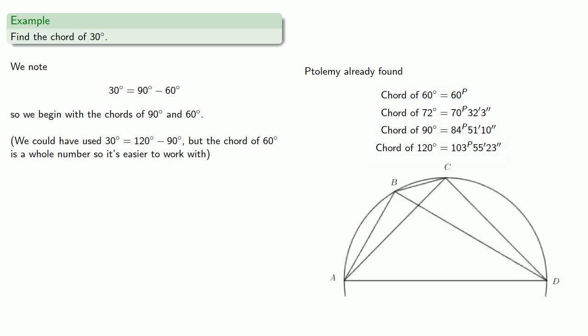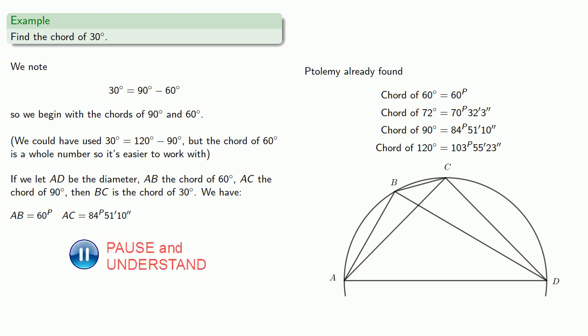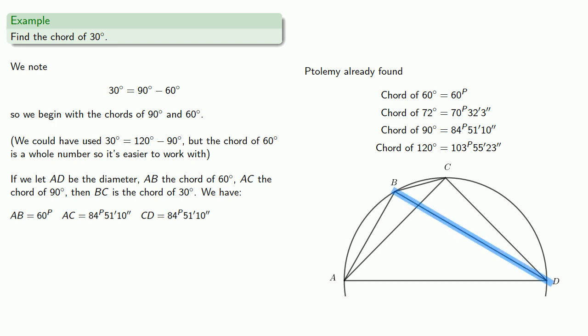Let's draw some pictures. If we let AD be the diameter, and AB the chord of 60, AC the chord of 90, then BC will be the chord of the difference, 30 degrees. Since AB is the chord of 60 degrees, we know that length. AC is the chord of 90 degrees, so that's going to have a length 84.51.10. Now, since AC is the chord of 90 degrees, then CD will also be the chord of 90 degrees, and so that will also be 84.51.10. And then BD, since AB is the chord of 60, that means BD is going to be the chord of 120, so that'll be 103.55.23.